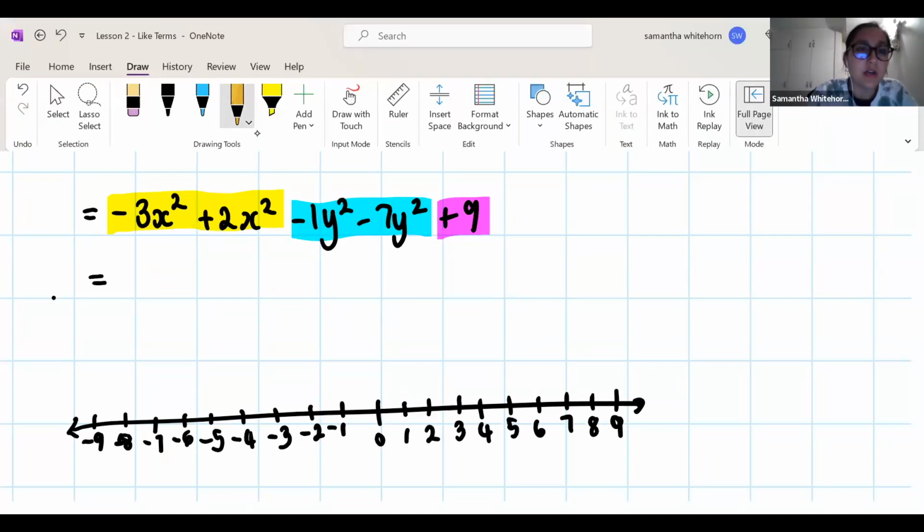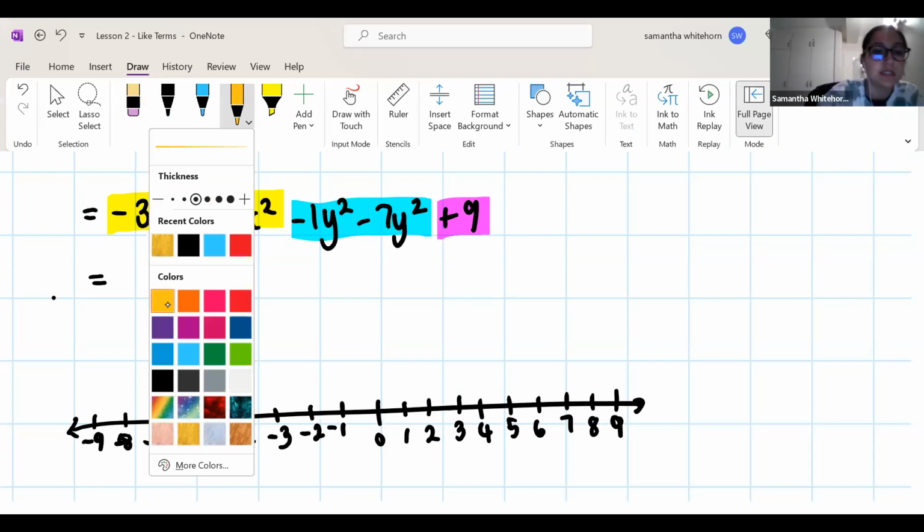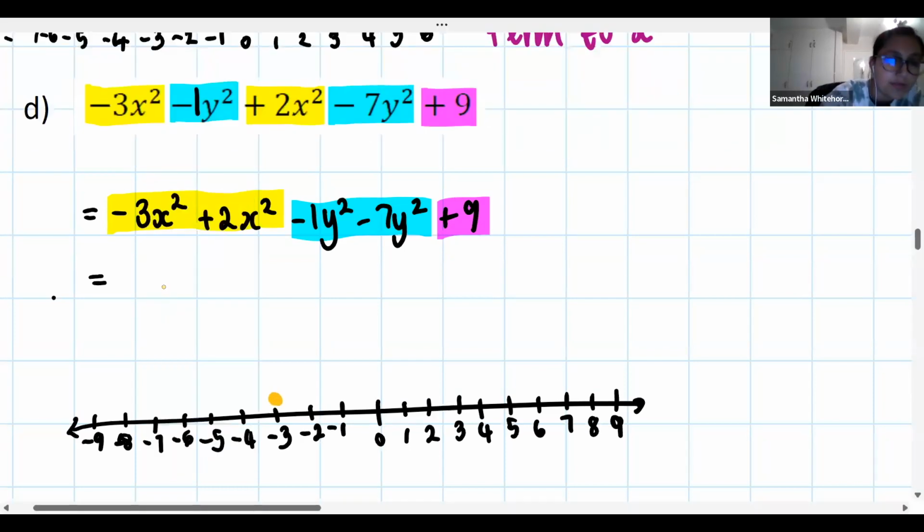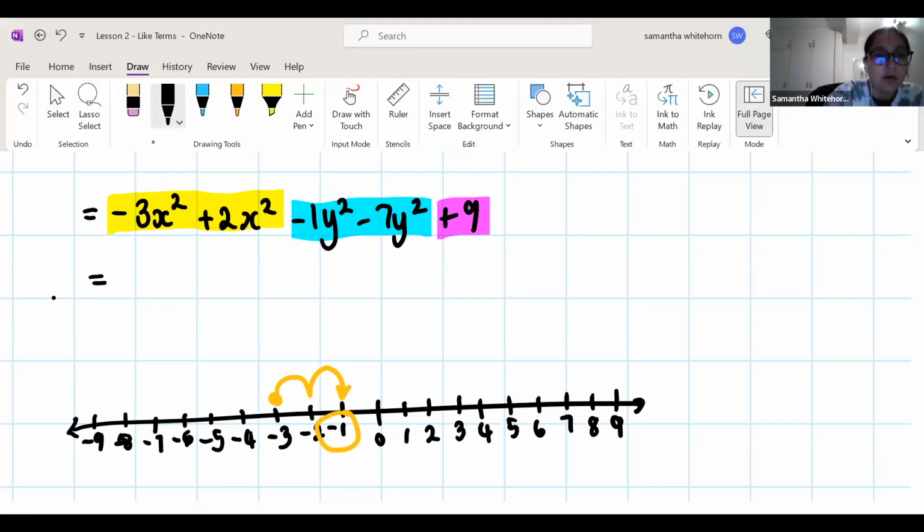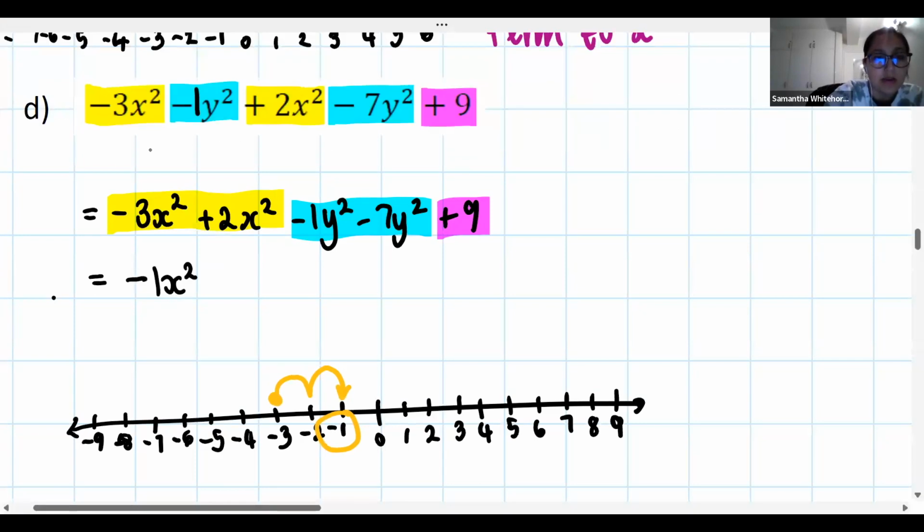So if we start with the x squareds, I'm sitting at negative 3x squared, and I need to add 2. So I need to go up my number line 1, 2 units. That takes me to a negative 1. So what that means is I've got minus 1x squared as my simplified term.